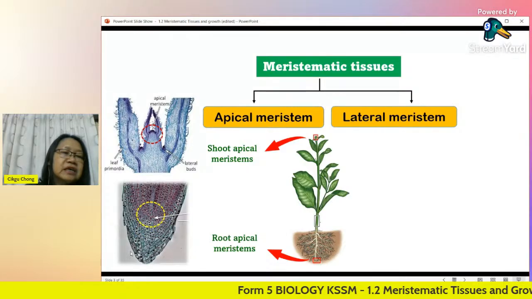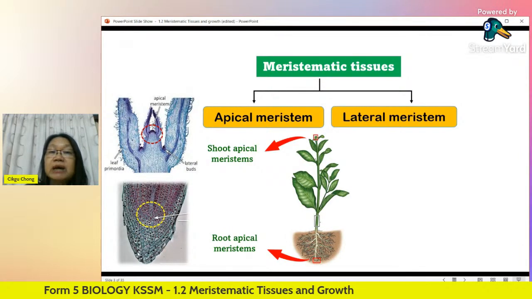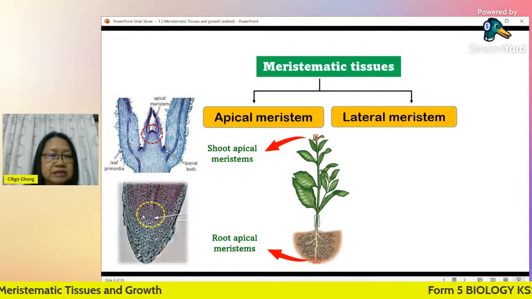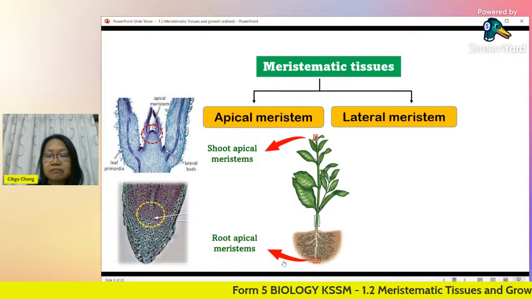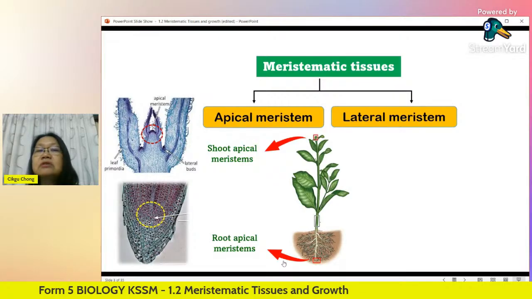Okay, so it's behind this, what we call the root cap. So you will see the root cap later, right? And it has a different function. So meristem, root meristem is here. So if you were asked to label, please label this area. Okay. The other group of meristem is what we call the lateral meristem.